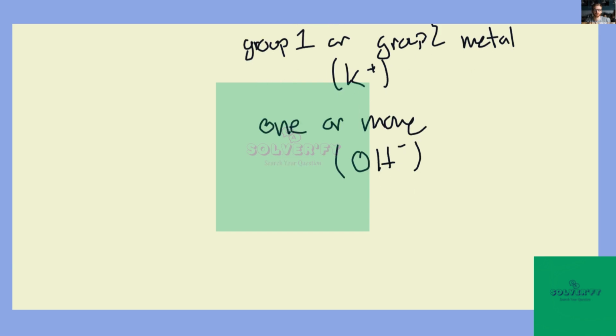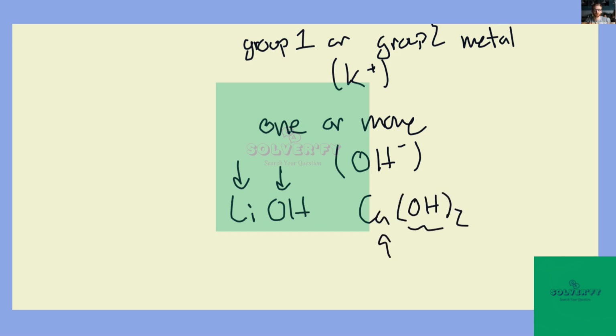So if we were to see, for example, lithium hydroxide, we've got our group 1 metal and an OH, that would be a base. If it were calcium hydroxide, right, we'd have a group 2 metal and an OH. We know that that's a base, right?